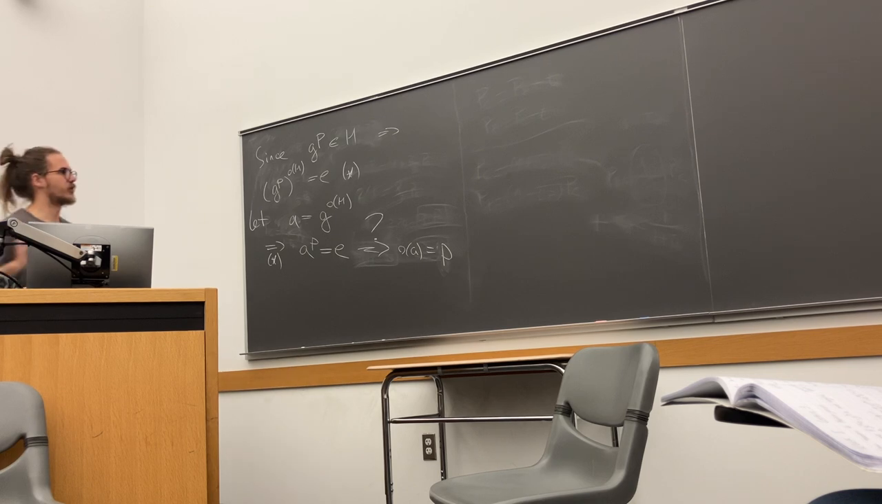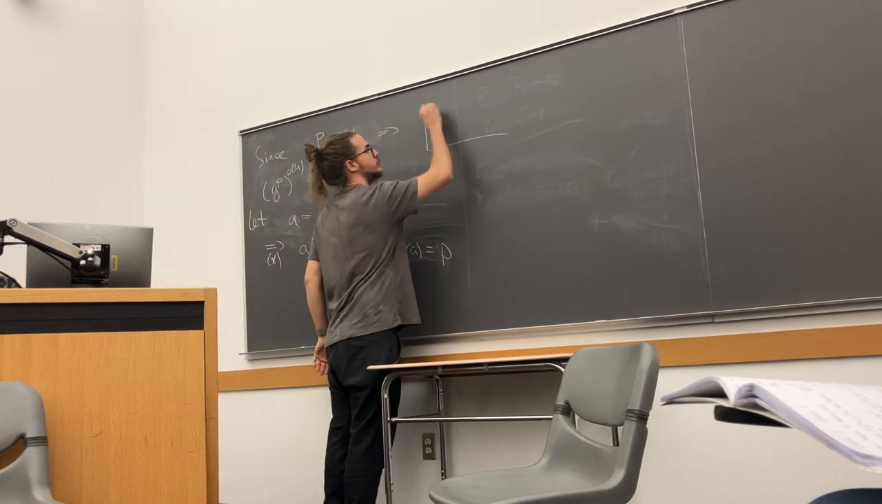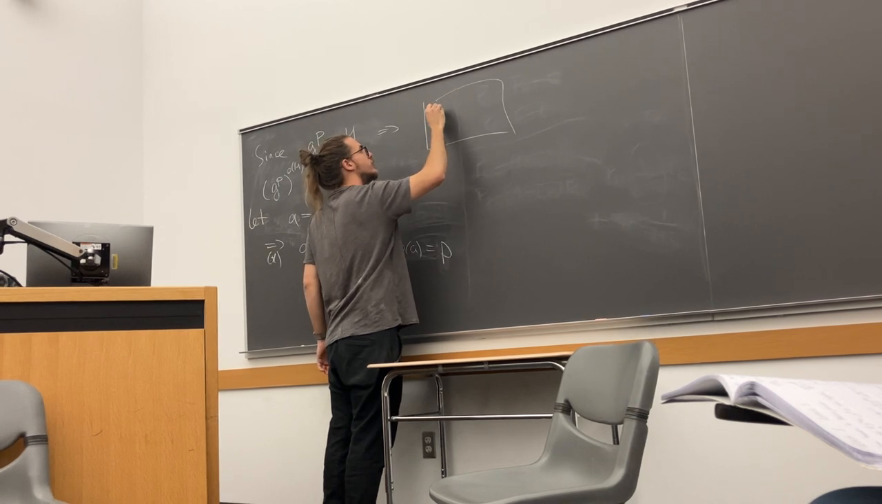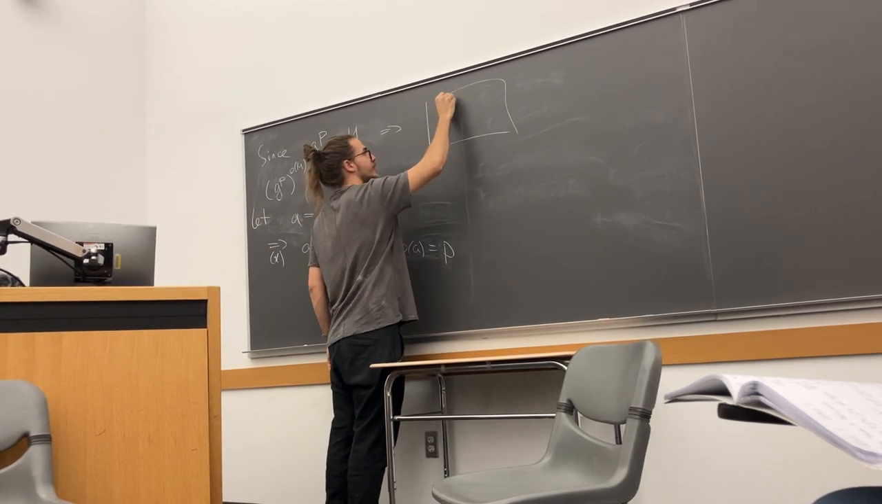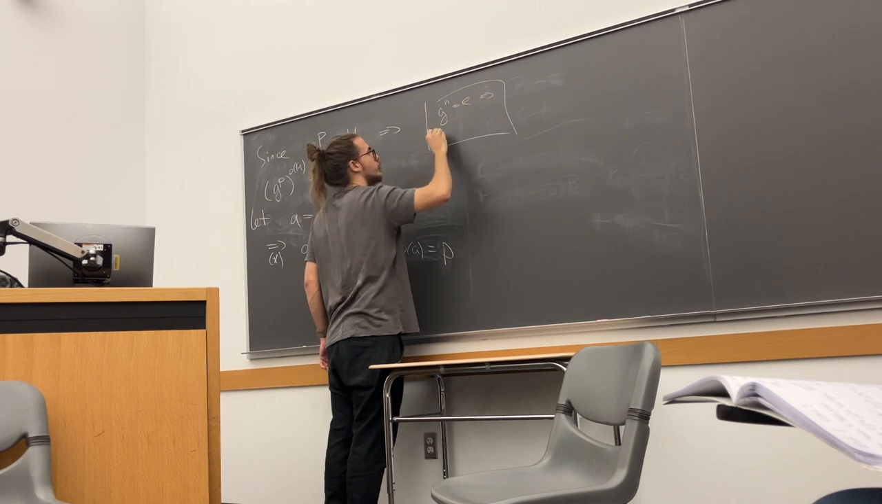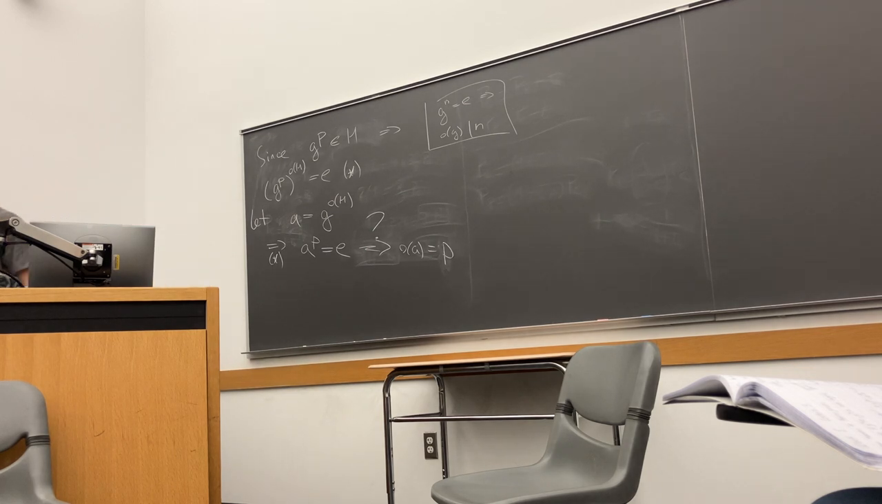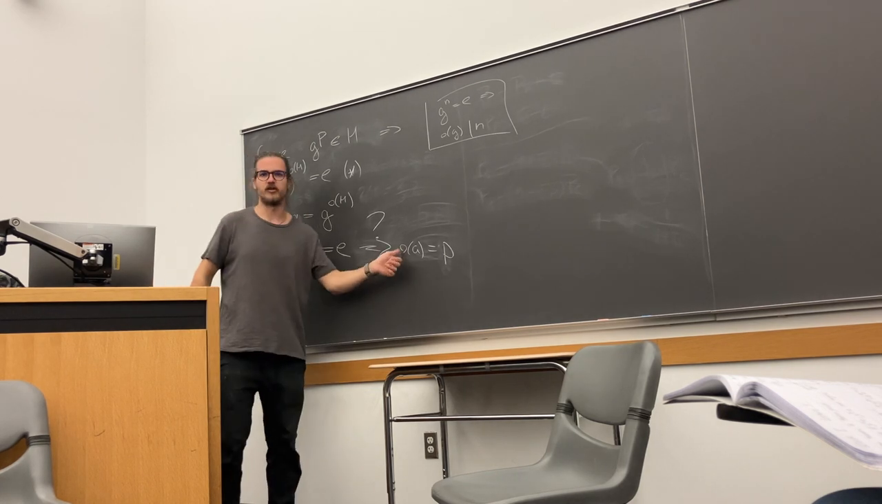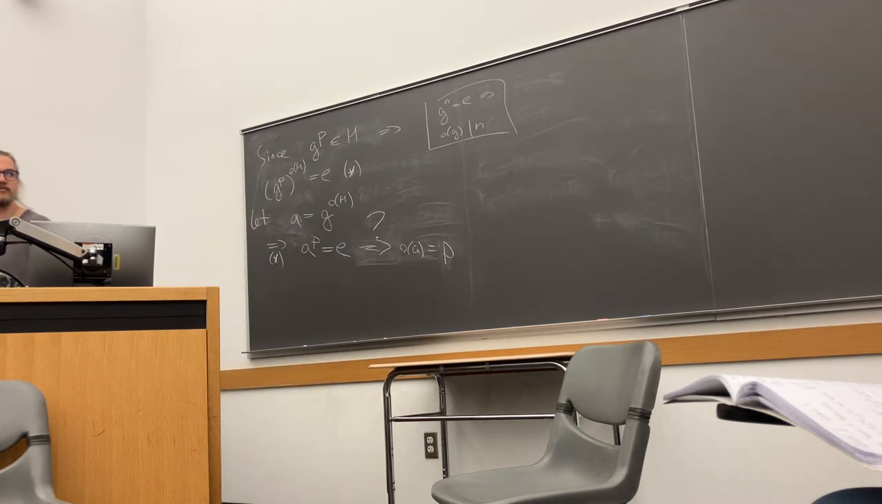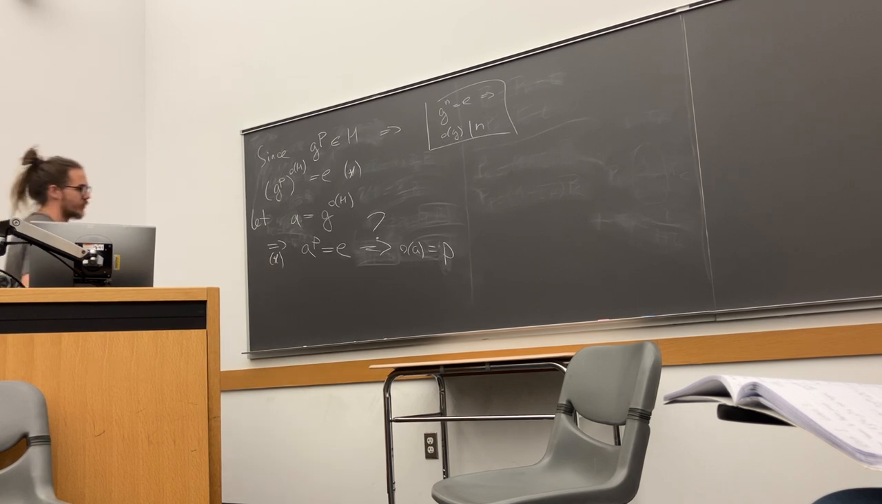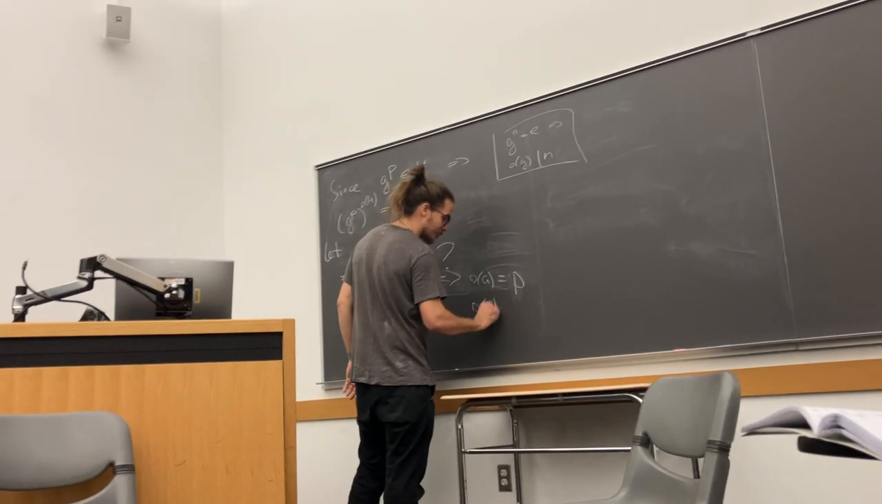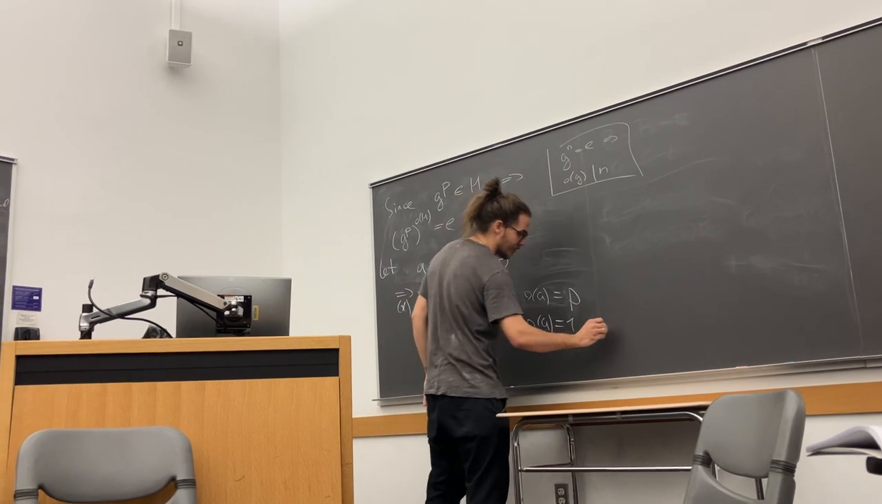So the claim, which you should also check, is that if g to the n is equal to e, then the order of g divides n. So what is another option here instead of this? It's a stupid option, but it can happen. Another option is that the order of a is 1, i.e. a is e.